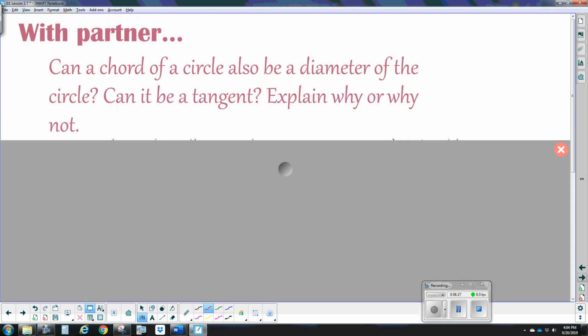So just on your own, think of this question. Can a chord of a circle also be a diameter? Can it be a tangent? Explain why or why not. So take a minute, pause the video while you work, and you can unpause for the solution.